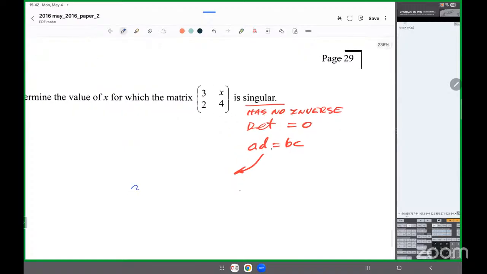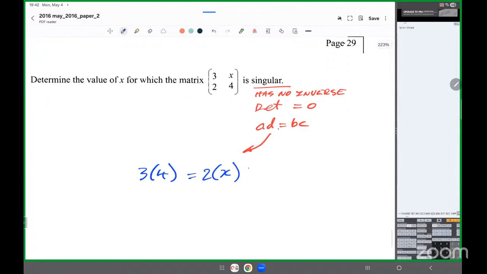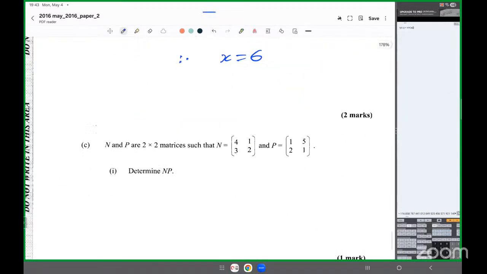So we're going to say that 3 times 4 becomes equal to 2 times x. Now 3 times 4 is 12. In order for it to be 12, the x has to be 6. Therefore, x is equal to 6. That is it. The two diagonal products must be the same when it's singular, when we subtract them and get 0. So x is 6. Nice and easy. Next part.